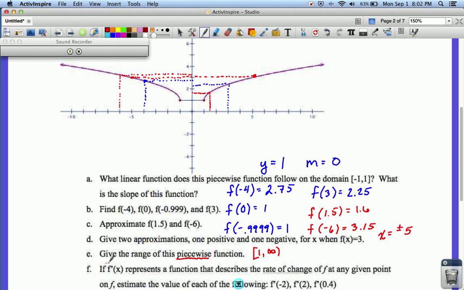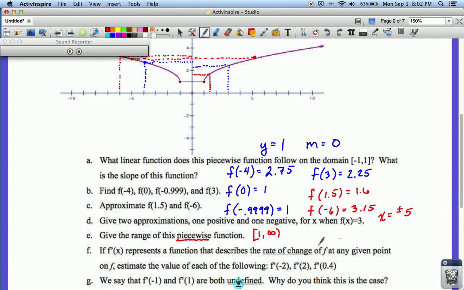If f prime of x represents a function that describes the rate of change of f at any given point on f, estimate the value of each of the following. Okay, so it indicates the rate of change. Well, rate of change is a concept you're familiar with. That's just slope. So if they're saying that this means the slope at a given point, we're supposed to estimate the value of each of the following.